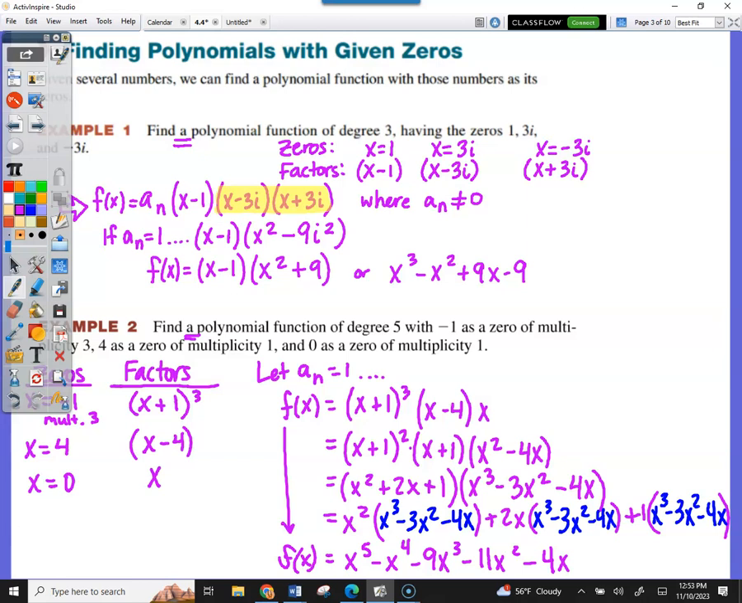Please don't let the multiplying out bog you down. Make sure you understand what the actual new concept was, which is if I tell you these are the zeros of a polynomial, then you can write them as the factors. Okay.